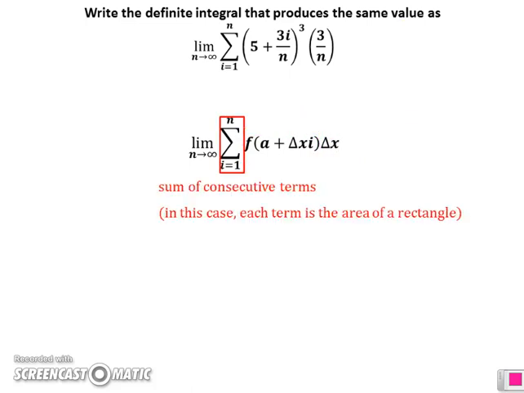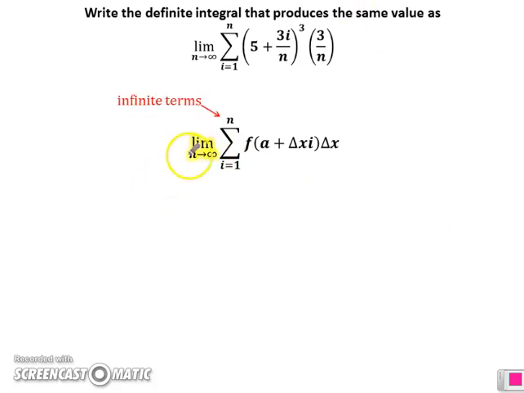This summation piece represents the sum of consecutive terms. In this case, each term is the area of a rectangle. So we have areas of rectangles being added. And because n is approaching infinity, we have an infinite number of rectangles here. We have an infinite number of rectangles that we're finding the area of, so it essentially is giving us the exact area under a curve.